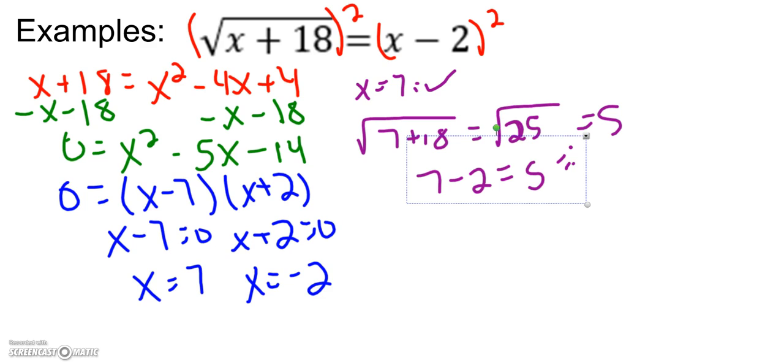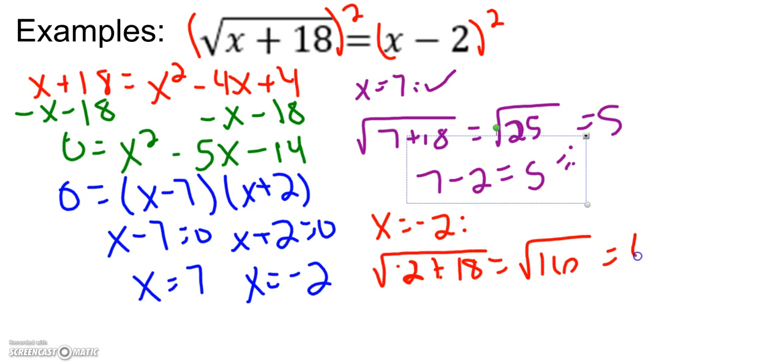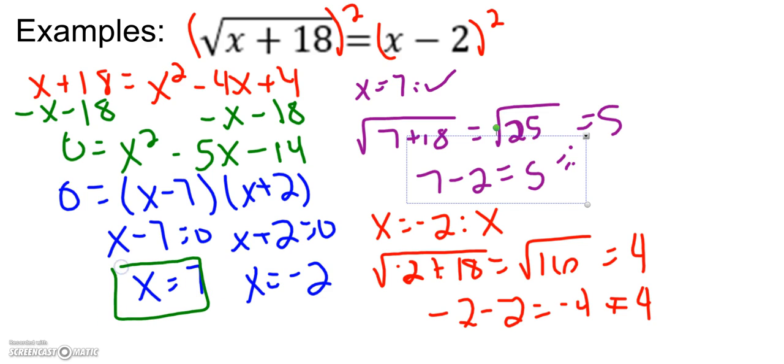Now let's plug in -2. So we have the square root of -2 plus 18. That is equal to the square root of 16, which equals 4. Now on the other side, we have -2 minus 2. That's equal to -4. -4 does not equal 4. So x equals -2 is not an answer. Therefore, our only answer is x equals 7, and x equals -2 is extraneous.